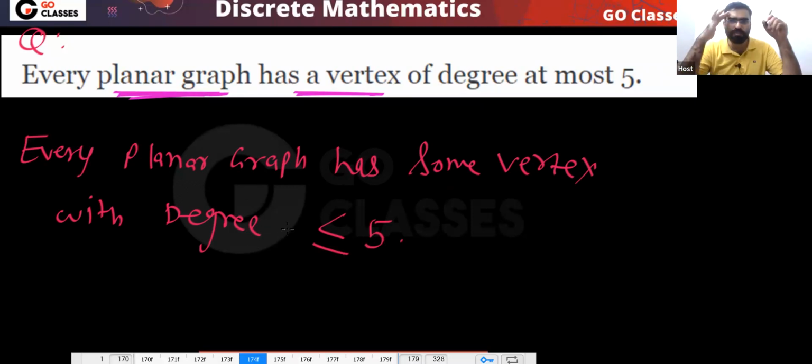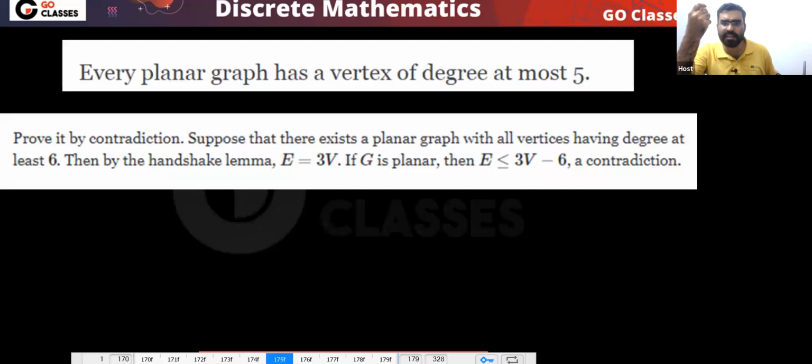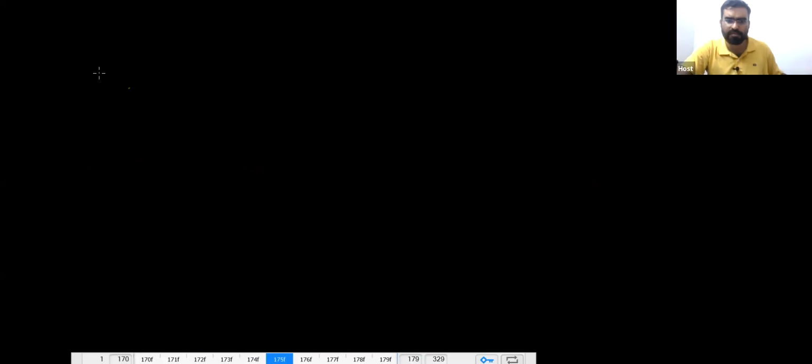What comes to your mind when you see this statement? What should I do? Prove by contradiction. Yes or no? Prove by contradiction. Very good, Nikhil, excellent. So prove by contradiction. Assume every vertex has degree greater than or equal to 6. Then what will happen? Assume G is planar.